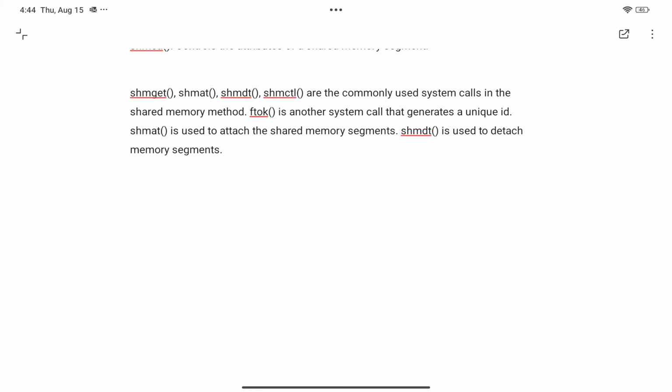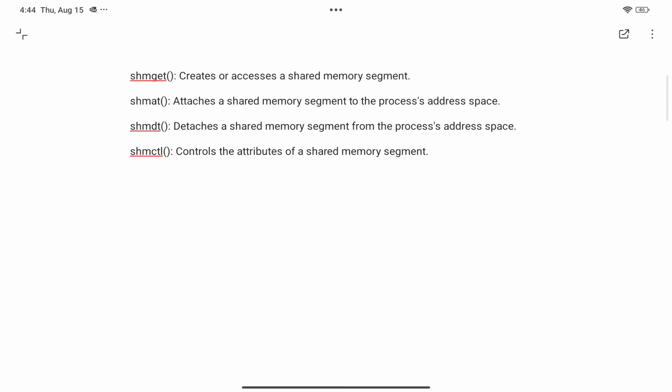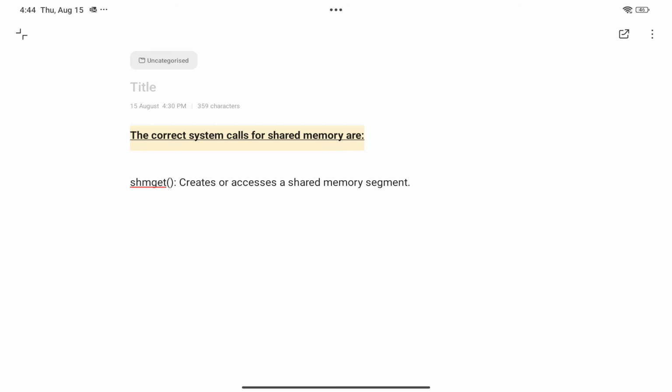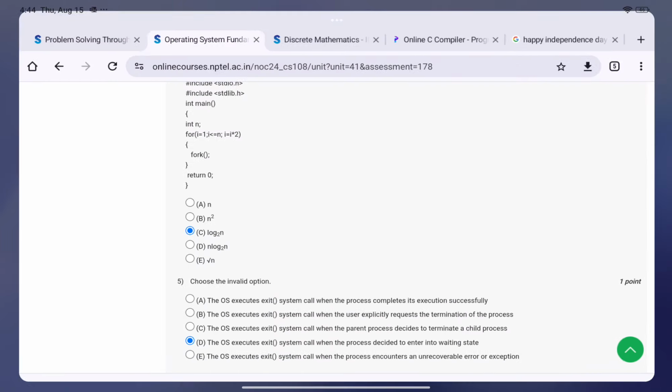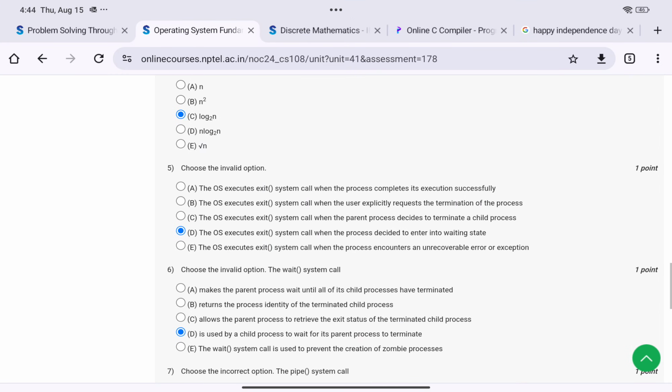SHMGET, SHMAT, SHMDT and SHMCTL are the commonly used system calls. You should also try to understand the meaning of these. We have also explained what SHMGET, SHMAT, SHMDT and SHMCTL are. Such questions are asked multiple times in GATE, so you should prepare well. Now we have solved all the problems.